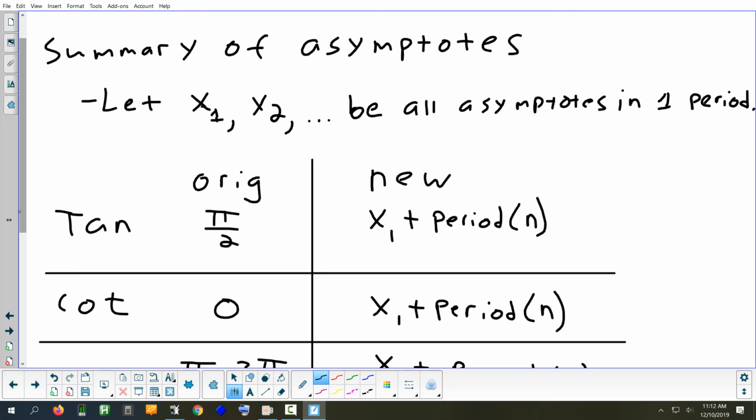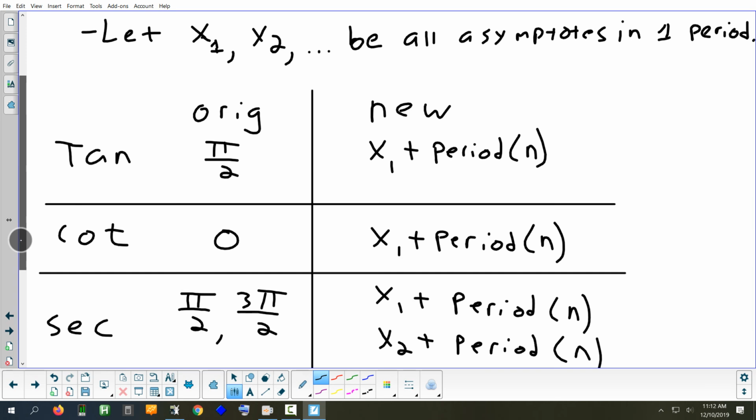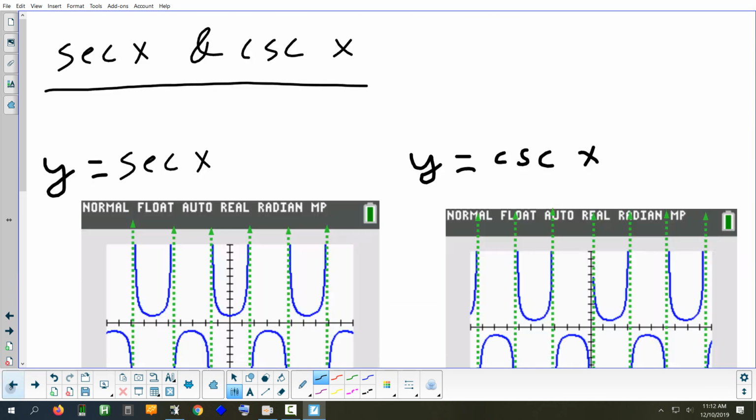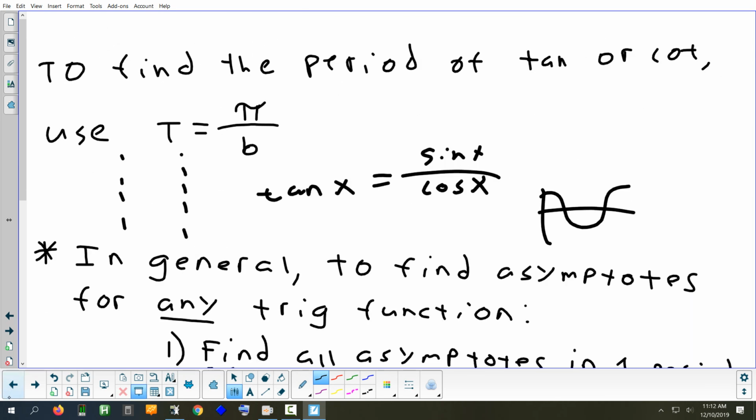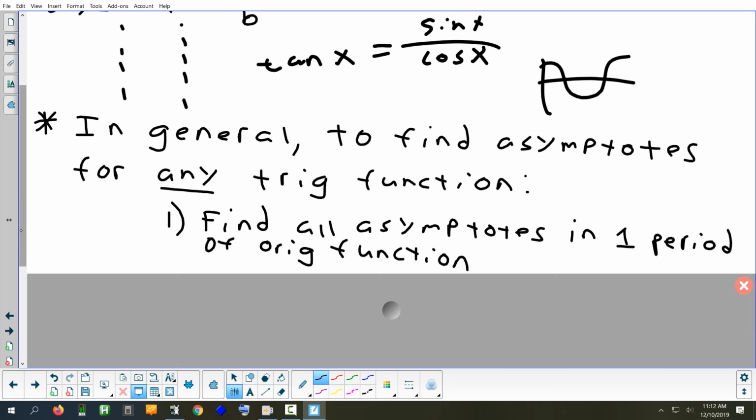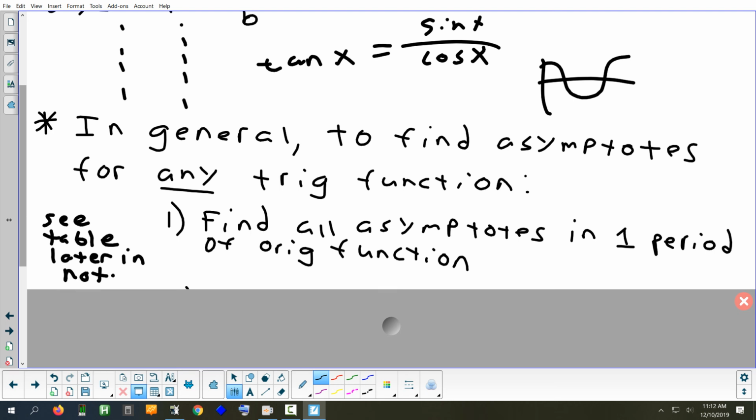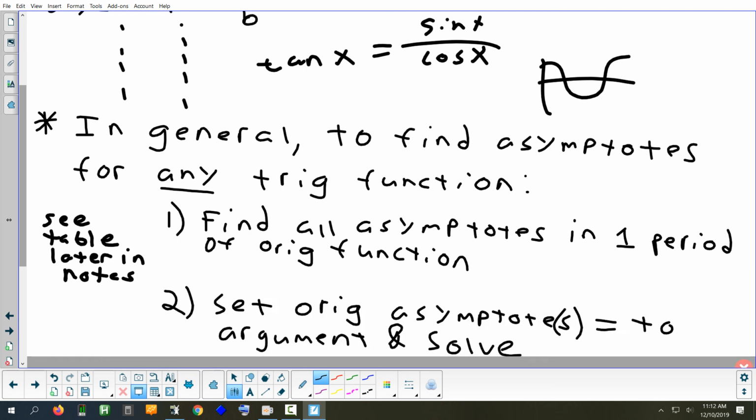Yeah, I'll give you a summary of all the asymptotes for different trig functions: where they are in the original, and if you do a transformation, where does it end up? Right. So I've got them all for you right here as a summary. So step one, you're going to have a table later on for this. See table later in notes.